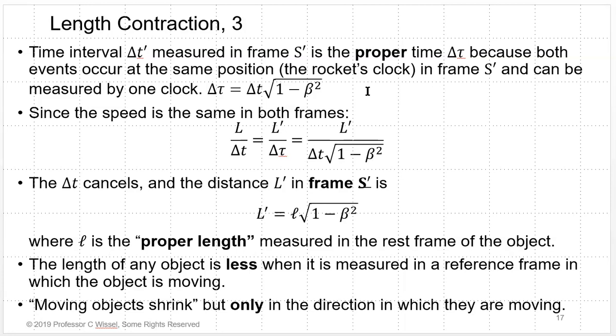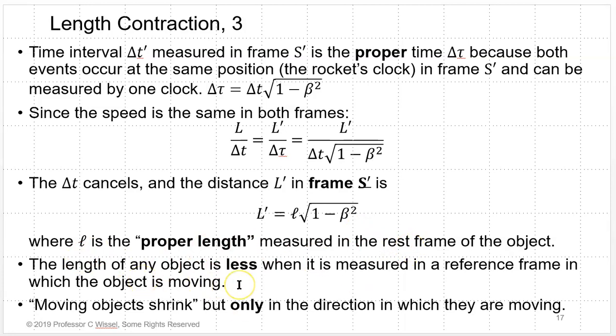So delta tau equals delta t times the square root of the quantity 1 minus beta squared. Since the speed is the same in both frames, L over delta t equals L prime over delta tau, and that equals L prime over delta t times the square root of the quantity 1 minus beta squared. The delta t will cancel from this, and we can solve for L prime in frame S prime. L prime will be little l times the square root of the quantity 1 minus beta squared, where little l is the proper length measured in the rest frame of the object.